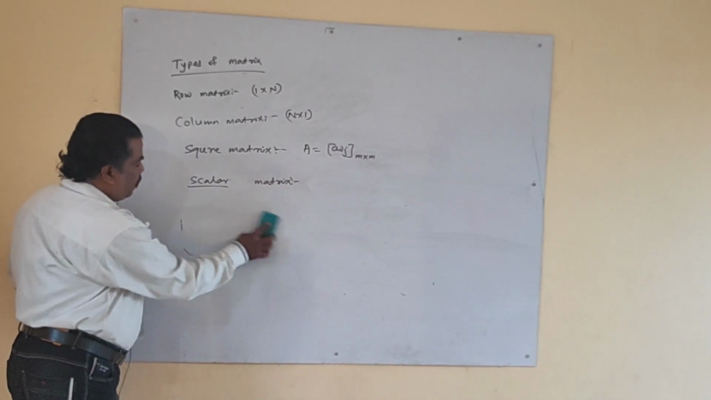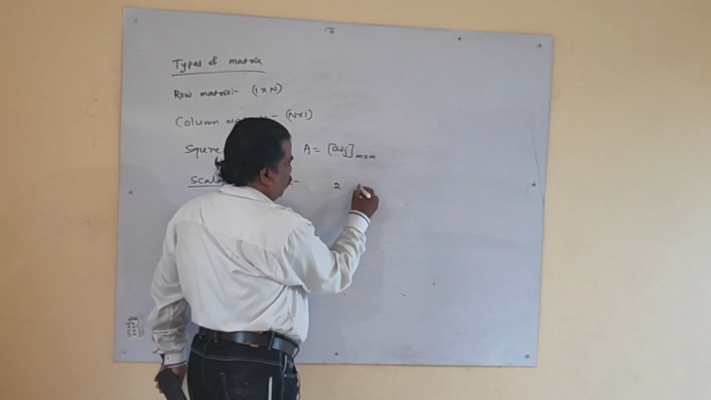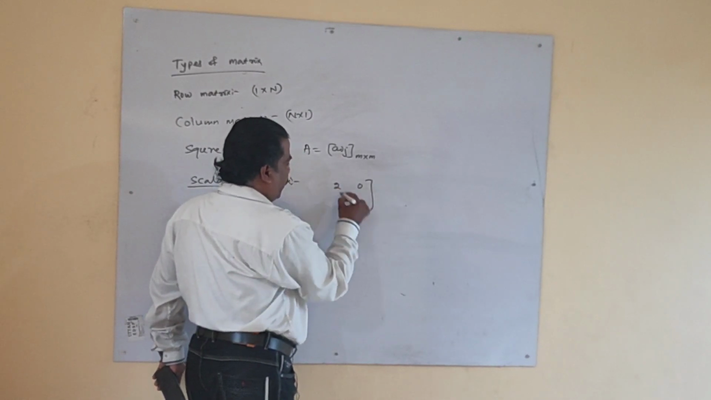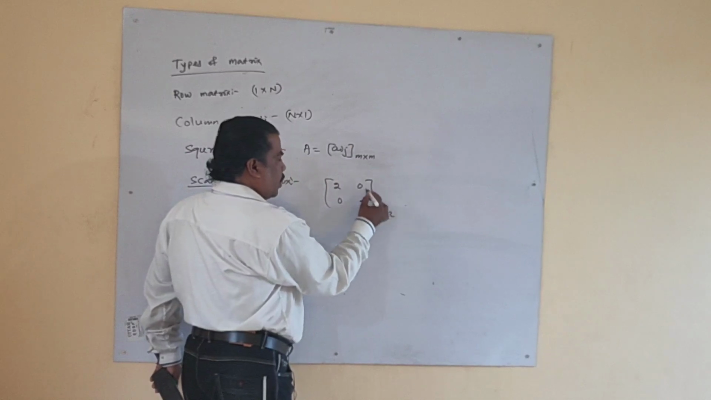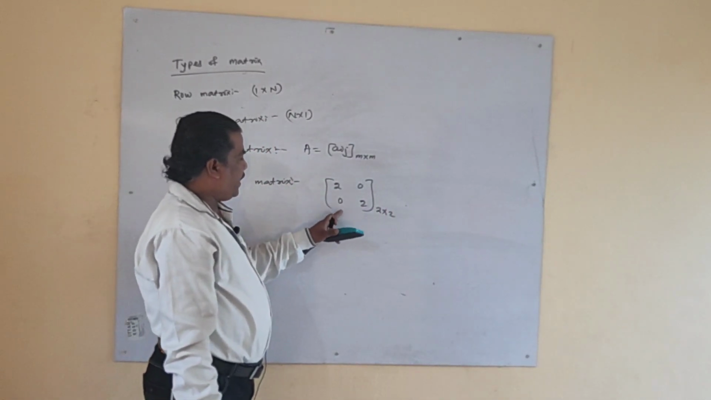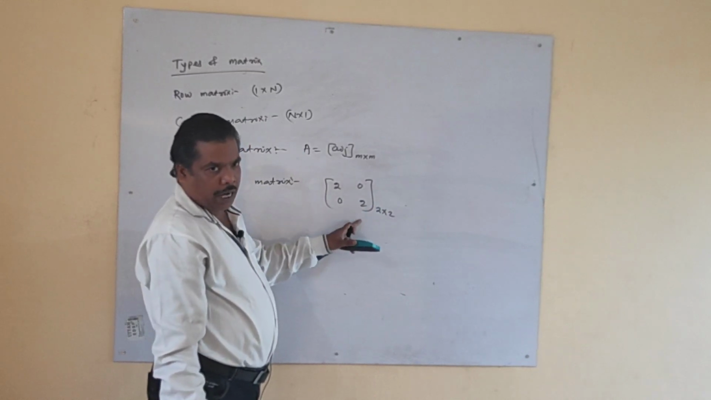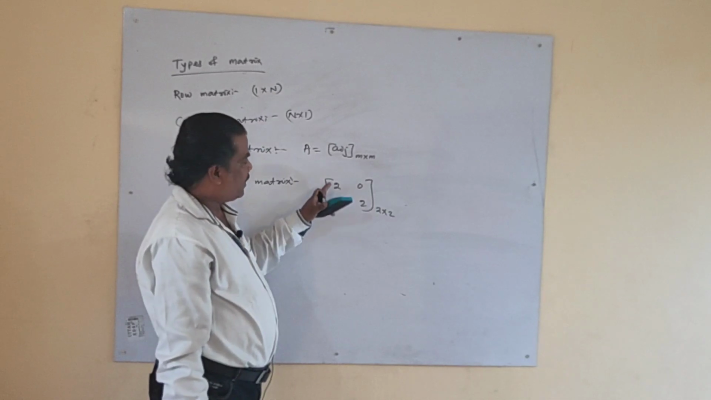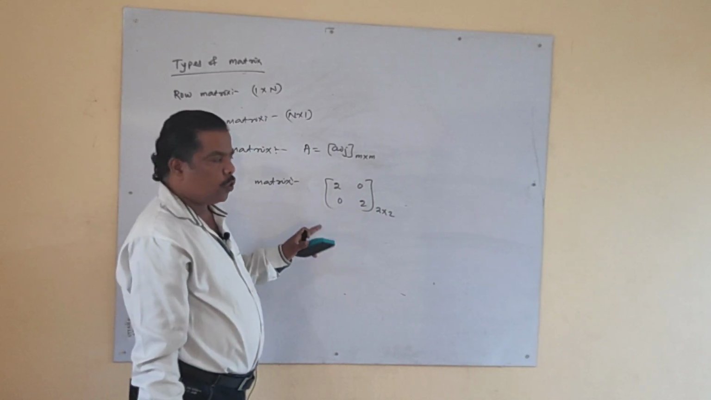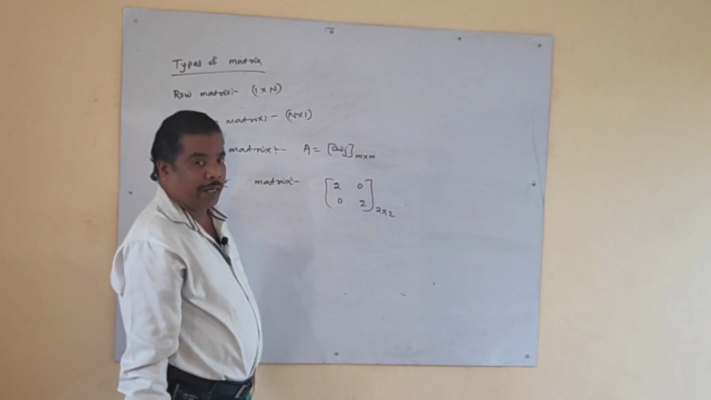As for example, suppose we write an example 2 0 0 2. So it is a square matrix. The number of rows is equal to the number of columns. And it is a diagonal matrix, and except the diagonal all entries are 0. Now we say it is a scalar matrix as the entries are equal. So a diagonal matrix is converted to a scalar matrix if elements are equal.